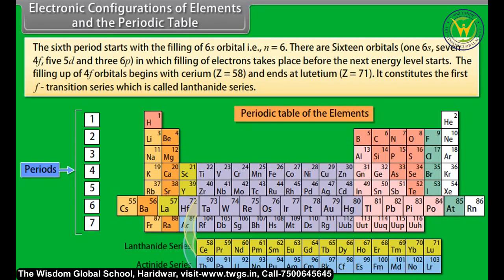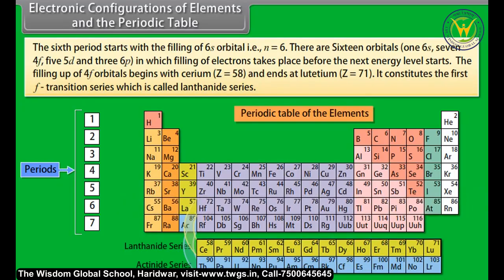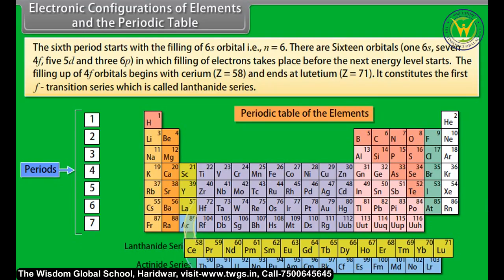The sixth period starts with the filling of the 6s orbital, that is, n equals 6. There are 16 orbitals, 1 6s, 7 4f, 5 5d and 3 6p, in which filling of electrons takes place before the next energy level starts. The filling up of 4f orbitals begins with cerium, atomic number equals 58, and ends at lutetium, atomic number equals 71. It constitutes the first f transition series, which is called the lanthanide series.